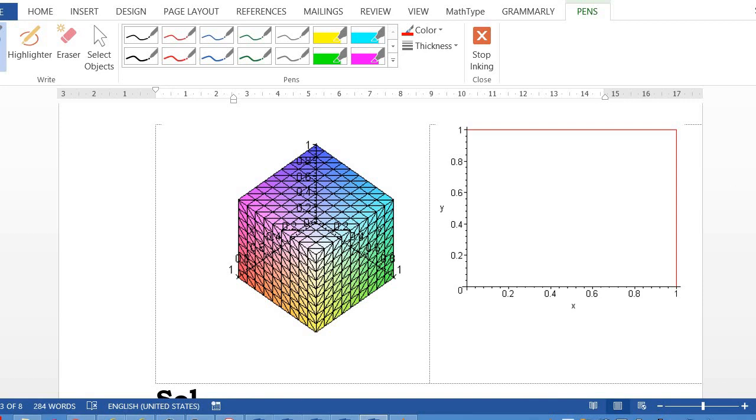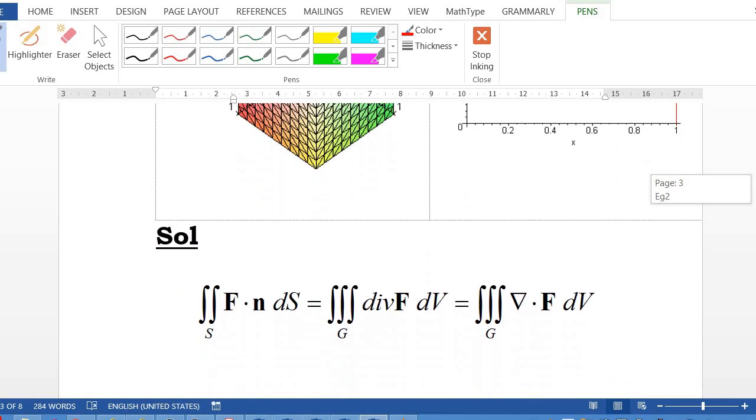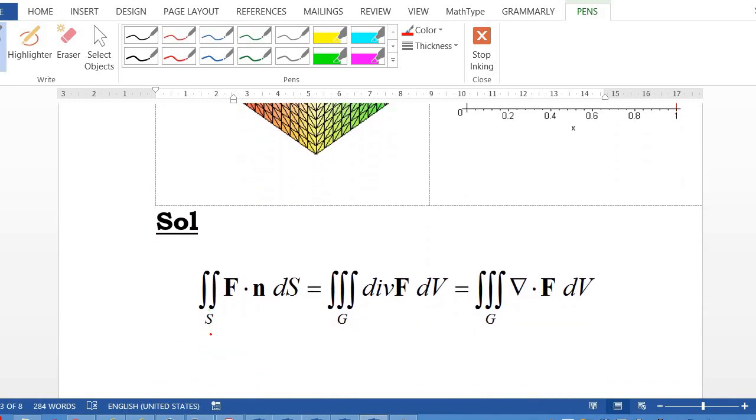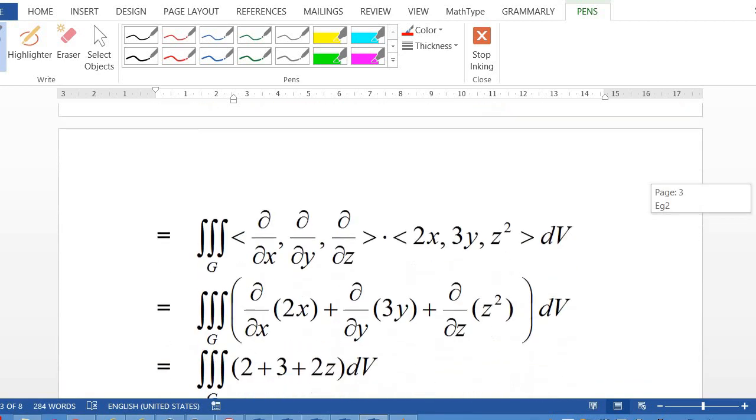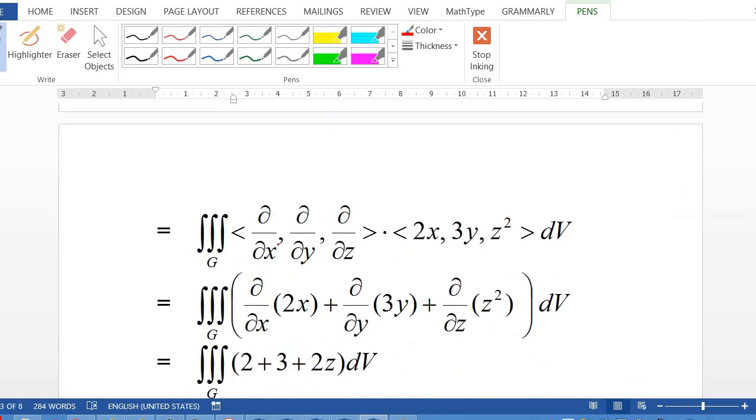Then we can use the Gauss theorem, or divergence theorem. Gauss theorem means that the flux integral of F dot n dS across the surface S will be equal to the triple integral of the divergence of F, which is del dot F dV, over solid G. So del is ∂/∂x i plus ∂/∂y j plus ∂/∂z k, dotted with your vector F, given as 2x i plus 3y j plus z squared k.